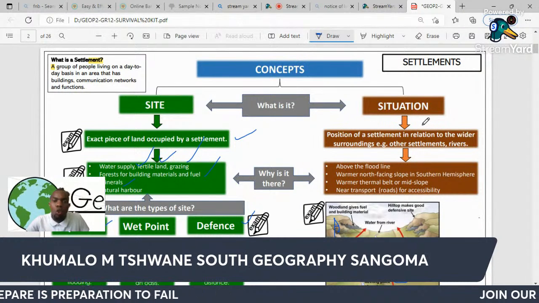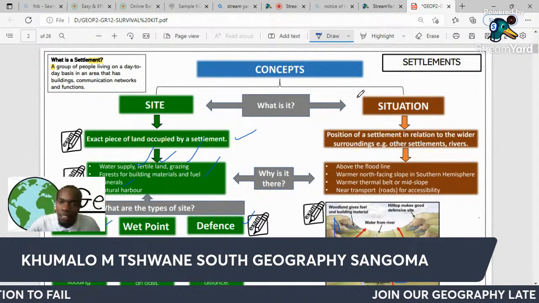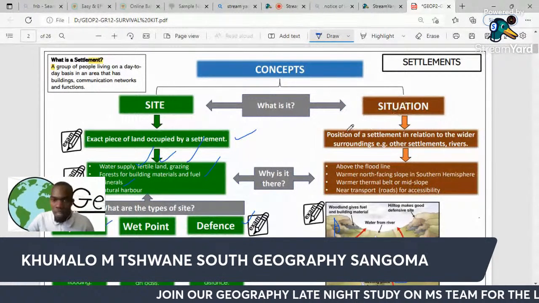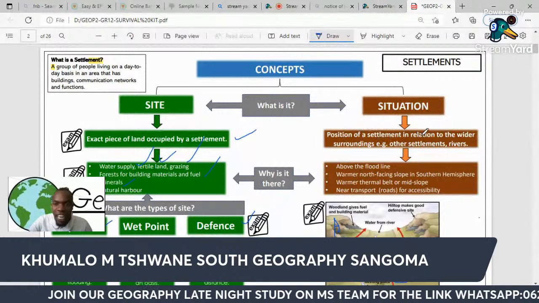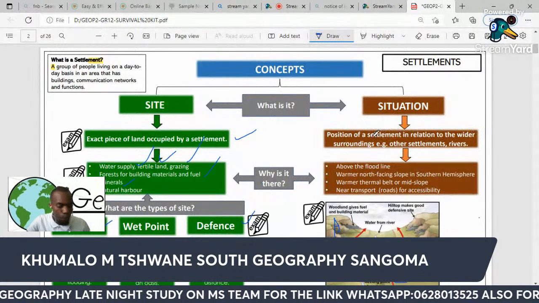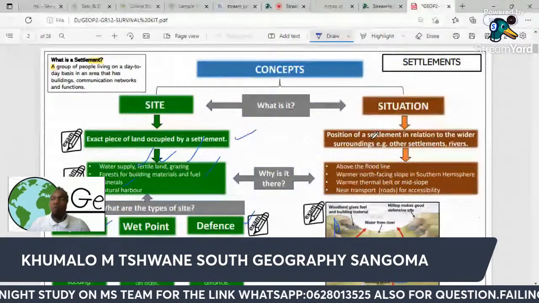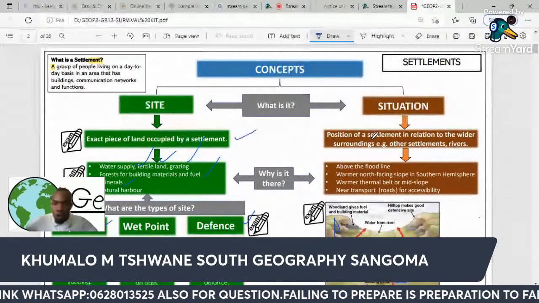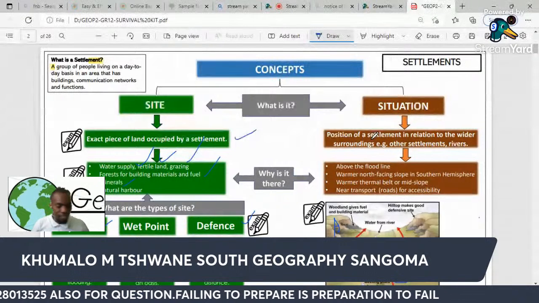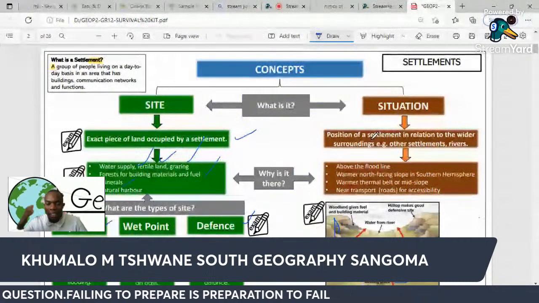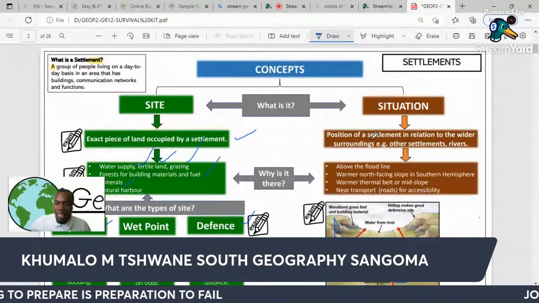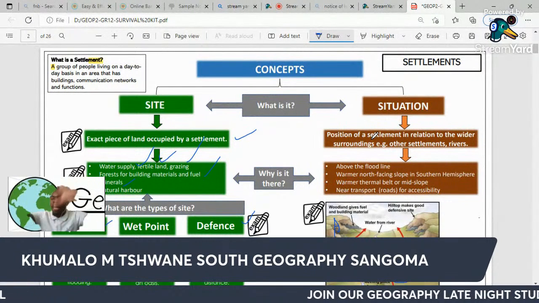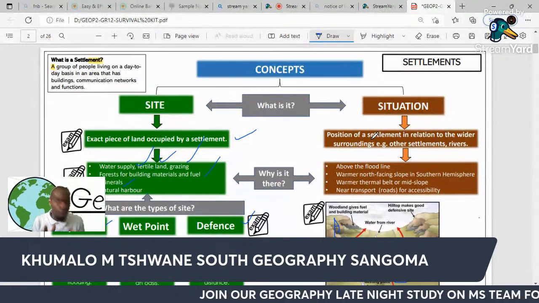Now, let's look at the phrase situation, grade 12. What is it? The position of a settlement in relation to the wider surroundings. For example, you are looking at what surrounds your house, your settlement, your school. If I start saying that next to my school there is a big supermarket, a police station, a clinic, now I'm giving you the situation of my settlement.